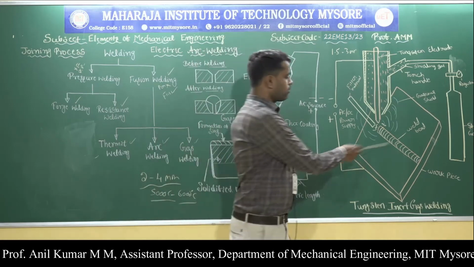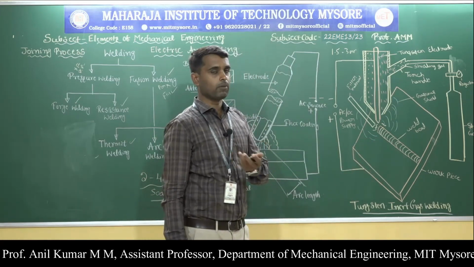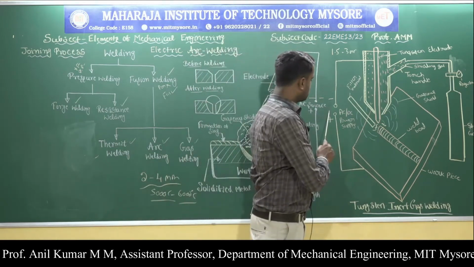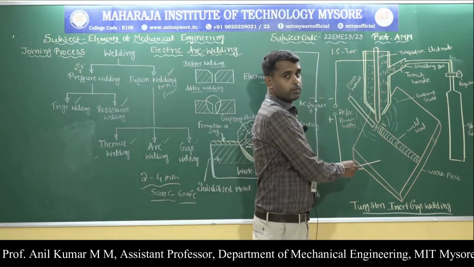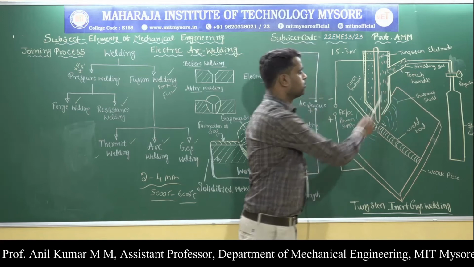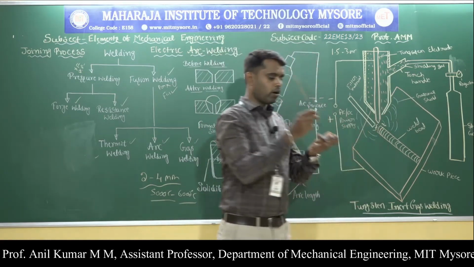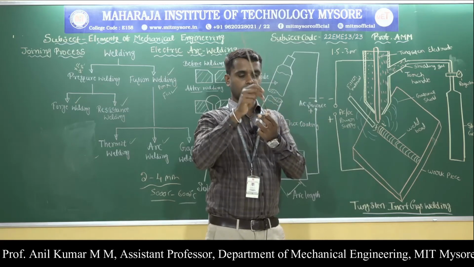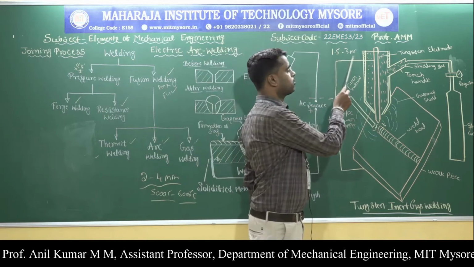Working: initially, I have to take the two metal pieces, clean them, and position them with a suitable gap. Then suitable current and voltage will be supplied through the electrode and the workpiece material, and at the same time you have to supply the inert gases from the cylinder to the welding torch. When you supply the electric current, you bring the electrode to the workpiece surface, touch it, and separate it by a suitable gap. That gap is around 1.5 to 3 mm.